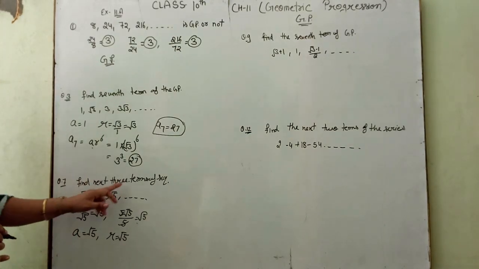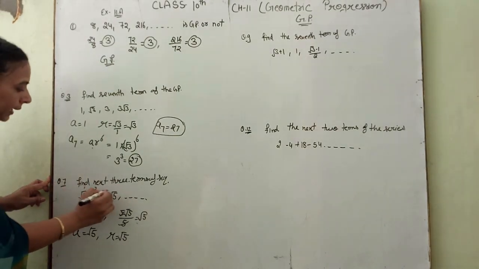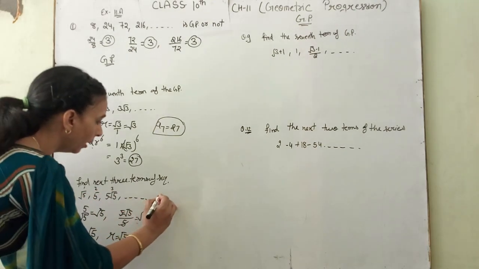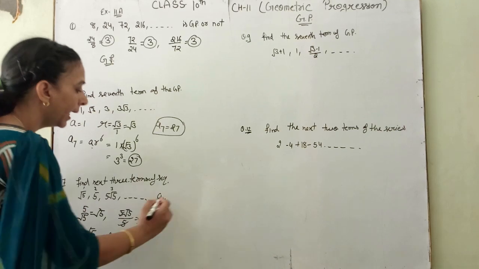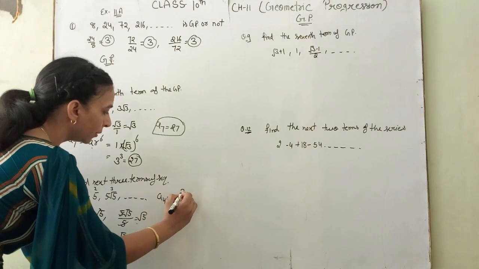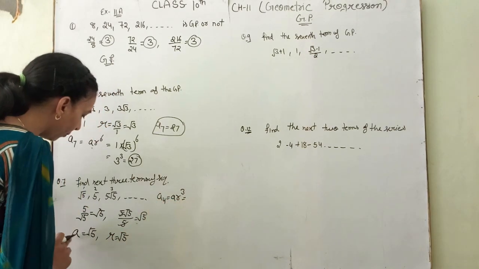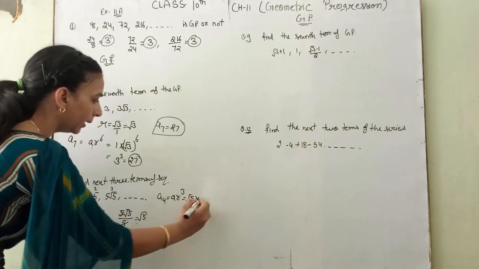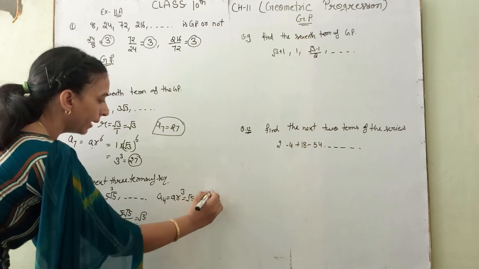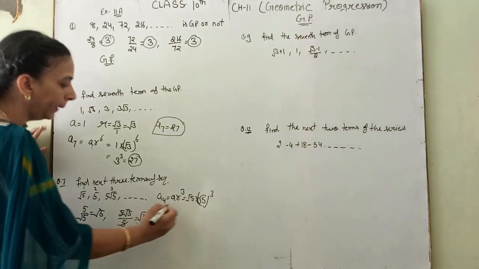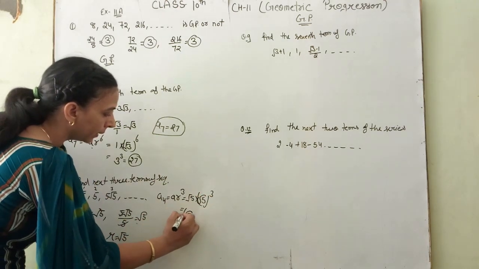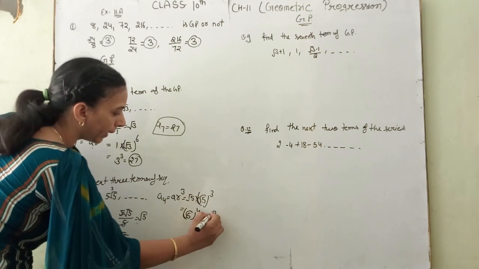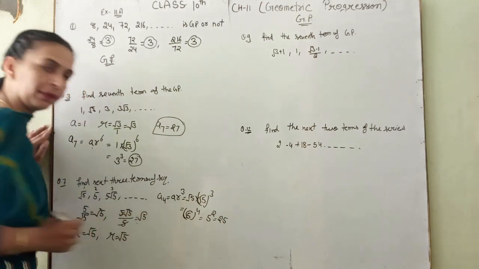We find the next 3 terms. This is the first, second, third. We find the 4th, 5th and 6th. A4 equals a r raised to the power 3. In place of a, root 5, and in place of r, root 5 raised to the power 3. This implies 5 raised to the power 3 plus 1 over 2, so 5 squared, and this equals 25.